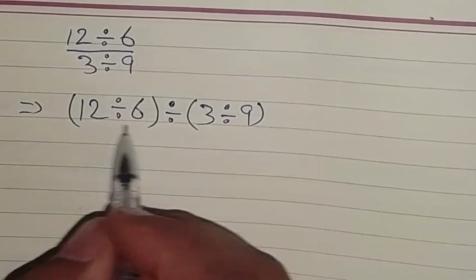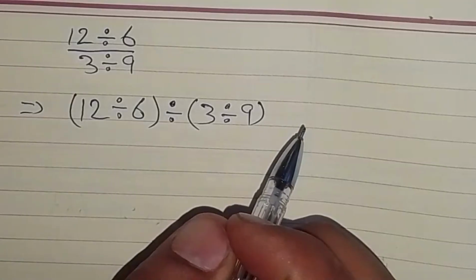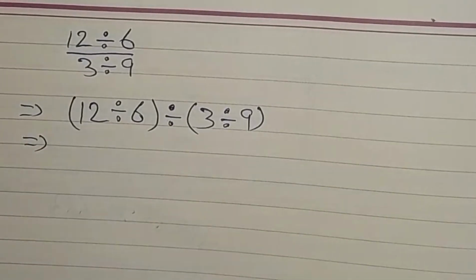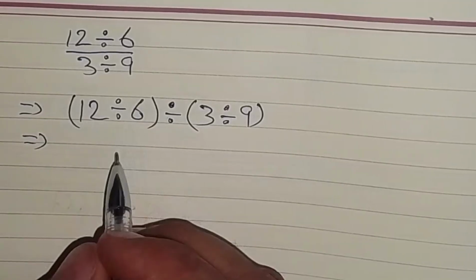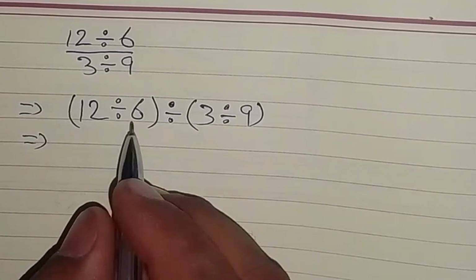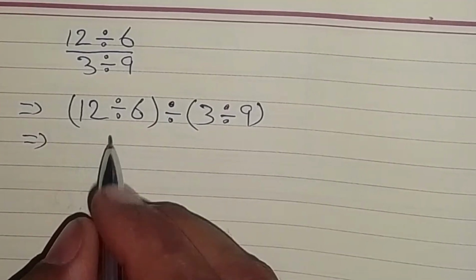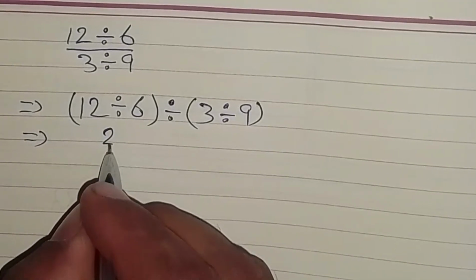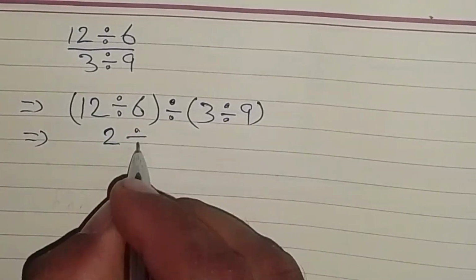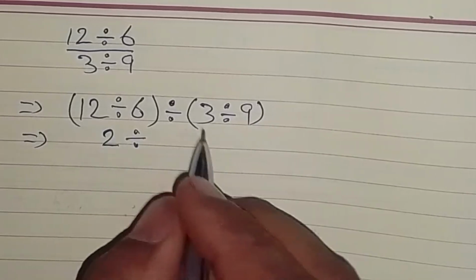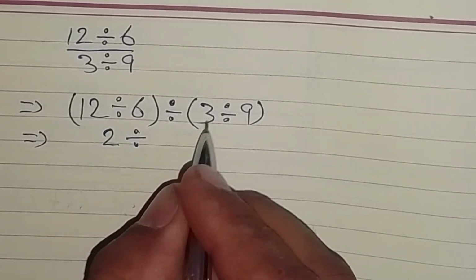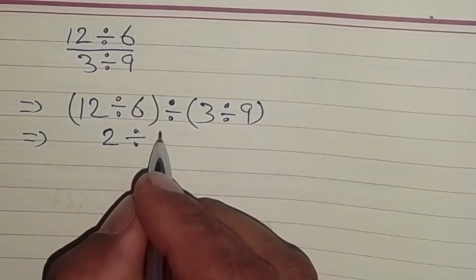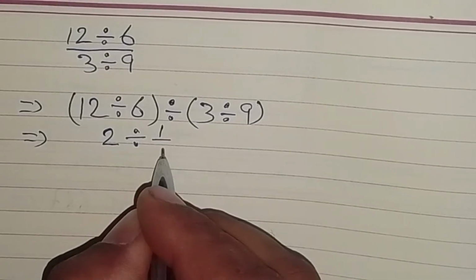So first of all we solve the numerator, then we solve the denominator. Numerator: 12 divided by 6 gave us 2, because 6 times 2 is 12. Denominator: 3 divided by 9 gave us 1 over 3, because 3 times 1 is 3, and 3 times 3 is 9.